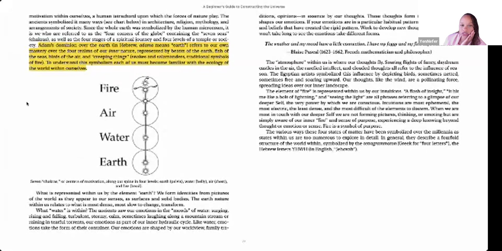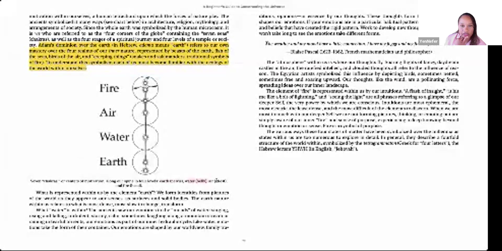7 chakras or centers of motivation along our spine in 4 levels: earth, pelvis; water, belly; air, chest; and fire, head. Oh, so we have 2 earth chakras, 1 water chakra, 1 air chakra. Well, actually, okay, but they're connected. That's interesting.